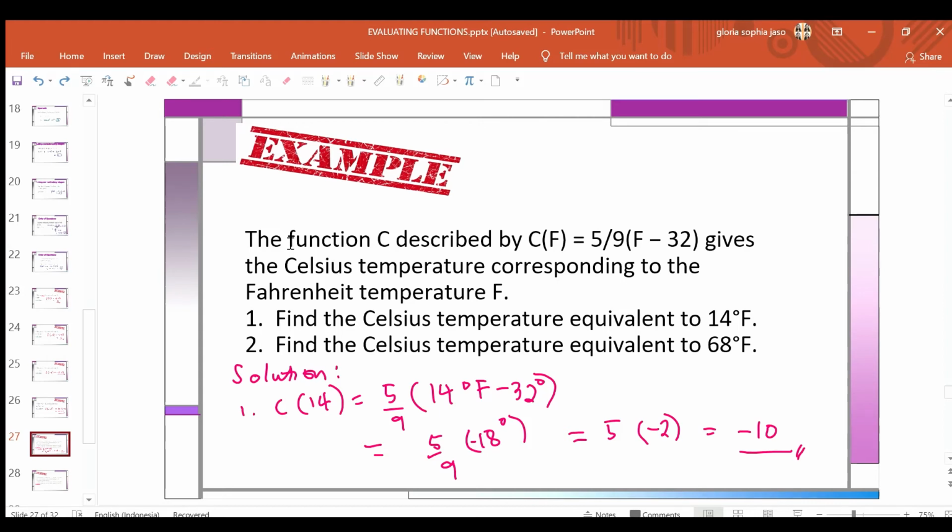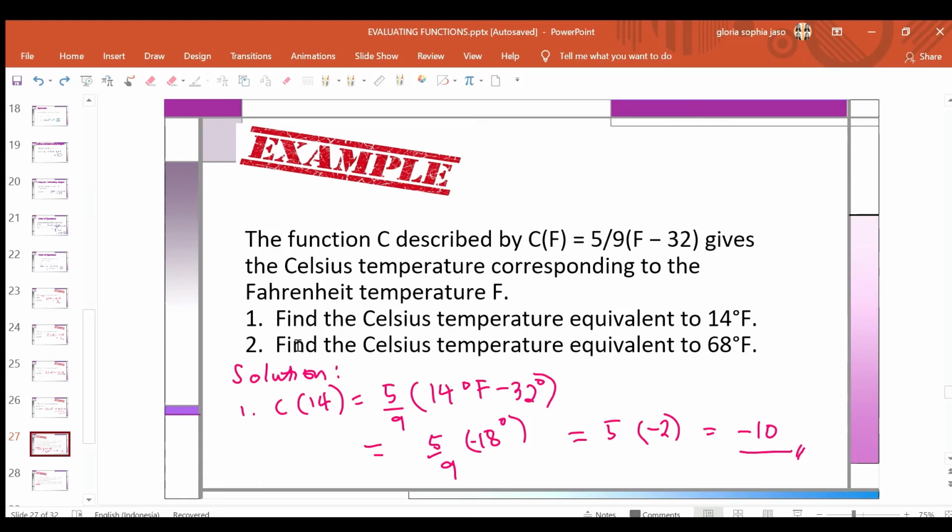Now, so apply natin yung natutunan natin. So, ito, application natin sa science lesson natin. So, converting degree Fahrenheit to Celsius. So, the function C described by C of F equals 5 over 9 times F minus 32 degree gives the Celsius temperature corresponding to the Fahrenheit temperature. So, number 1, find the Celsius temperature equivalent to 14 degree Fahrenheit.